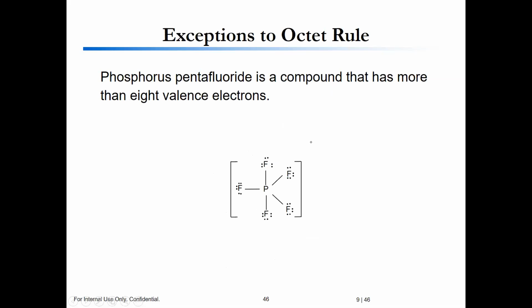Let's go on. Then exceptions to the octet rule. Here's a compound, PF5. This compound exists in real life, but look at this one, P. How many electrons around P? Bonding electrons, not 8, but 1, 2, 3, 4, 5. So that's 10 electrons, right? So that goes against the octet rule. So there are exceptions to the octet rule.